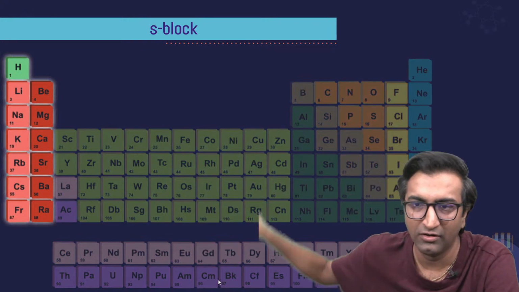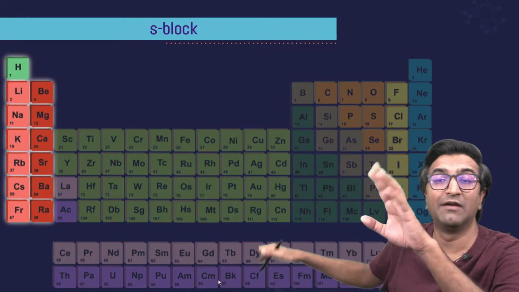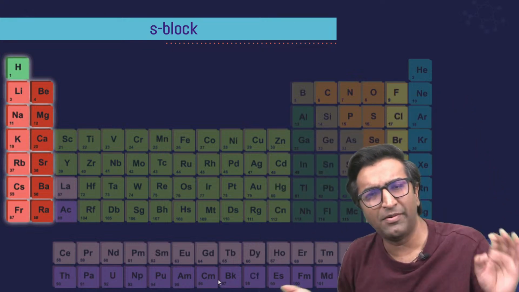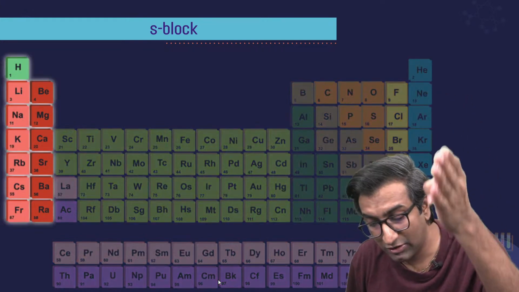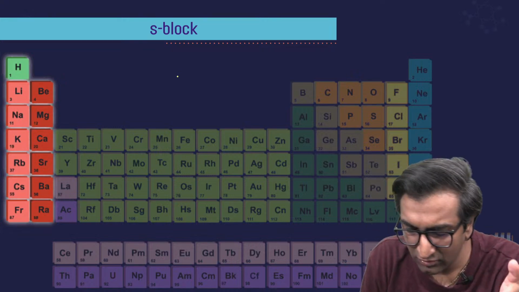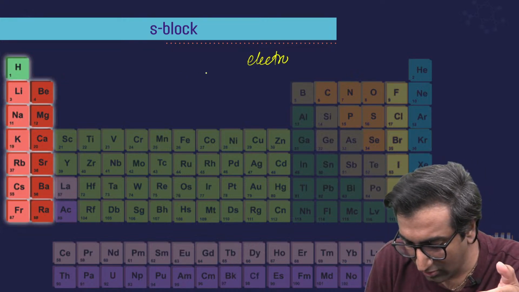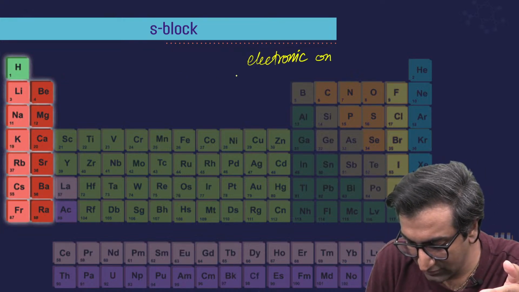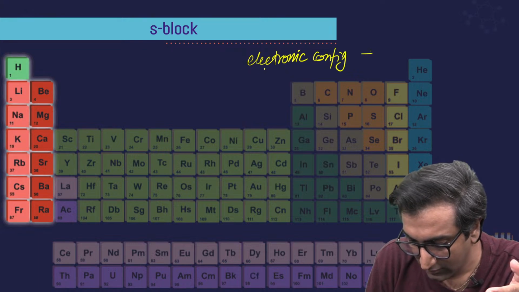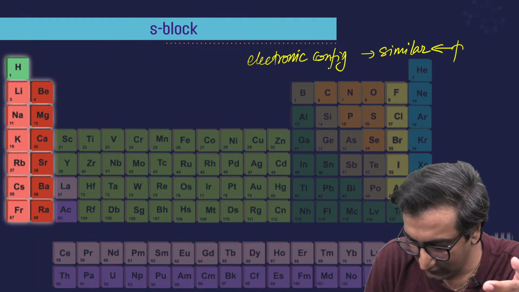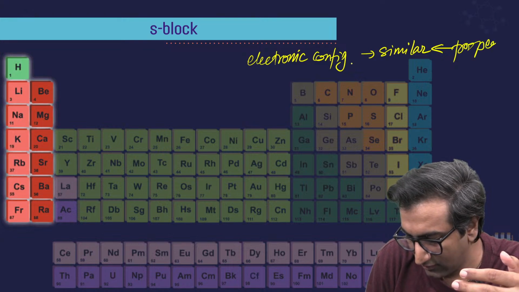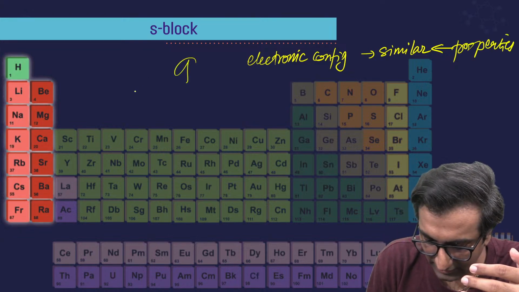Generally, what is s block? The first two groups. Remember, what was a group? Those with similar properties. Why would properties be similar? If they have similar electronic configuration. Should I be writing that down? Electronic configuration, similar properties. Okay, this we call a group.